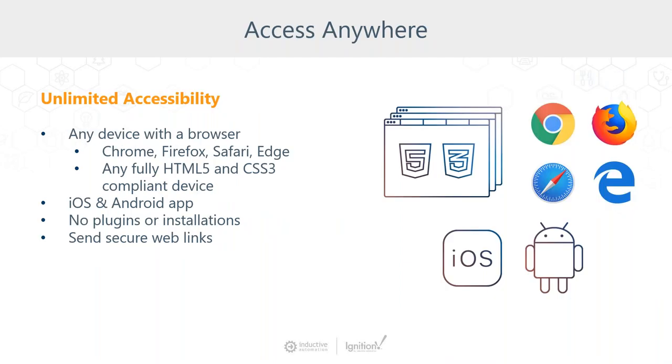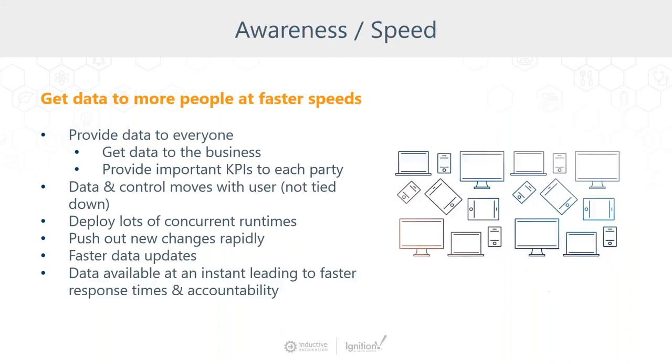You can access it anywhere. We have an iOS and Android app as well. You can install those if you want access to the native items inside there, so GPS locations, the camera if you wanted to take pictures of things, or if you want to use the camera for barcode scanning, for example. Also, no plugin, no installation, other than the apps. If you don't want or need those features from the apps, you don't need them at all. And you can send those secure web links around and just share those with other folks.